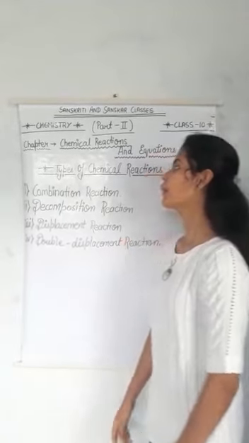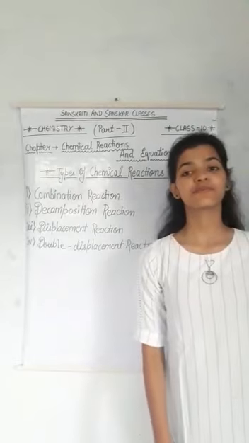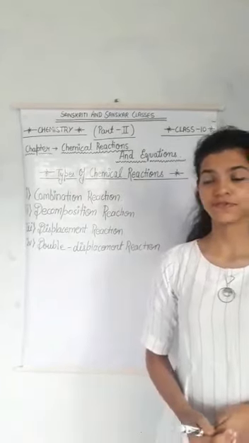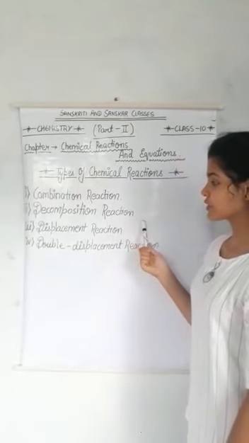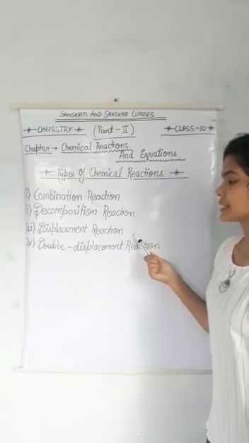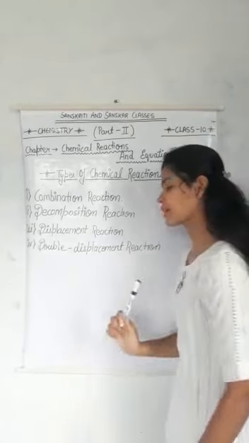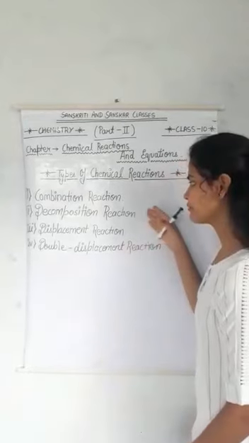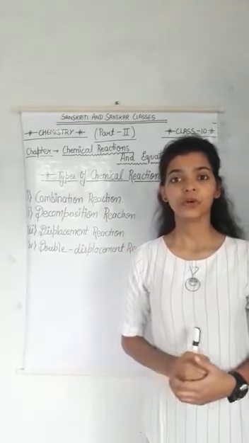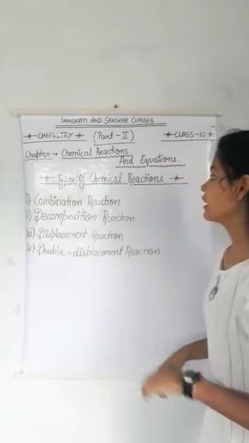Now we come to our topic, that is types of chemical reactions. We have 4 types of chemical reactions. First, combination reaction. Second, decomposition reaction. Third, displacement reaction. And fourth is double displacement reaction. I have seen that many students have problems differentiating between them, so I will clear that doubt.